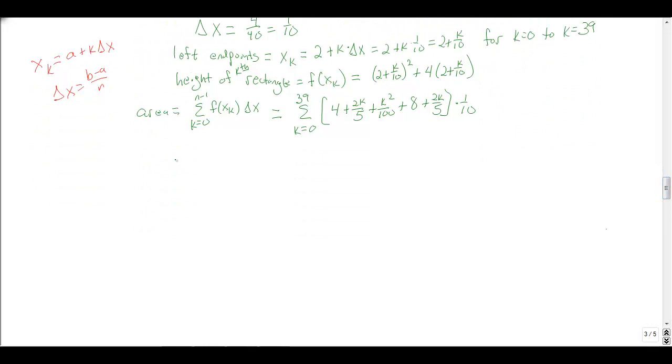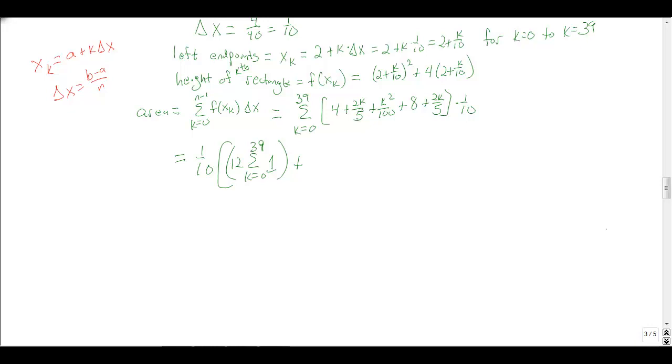And now we need to work that out. And so what we get, I'm going to pull the 1/10 out. We get a summation k equals 0 to 39. You get 8 plus 4, that's 12. I'm going to do this a little bit differently than last time. I'm going to factor the 12 out and say it's a summation of 1. Put the 12 inside last time. They are equivalent, just a little bit different way of thinking about things.